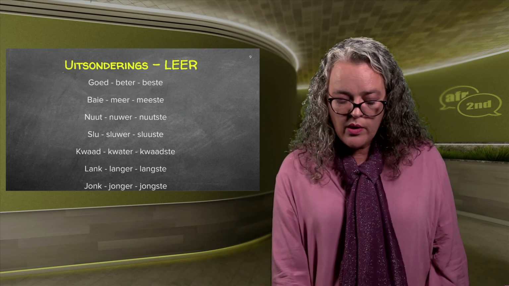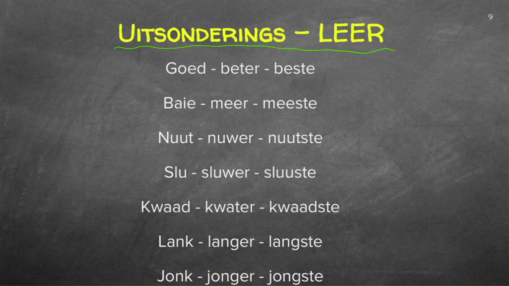Then, of course, we always have our exceptions. These words change completely, and these ones you have to learn off by heart. Goed, beter, beste, and be careful. Good, better, best. In Afrikaans, beter is spelled with only one T. Baie, meer, and meeste.